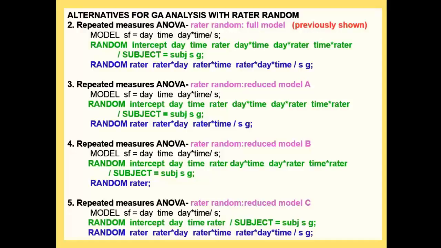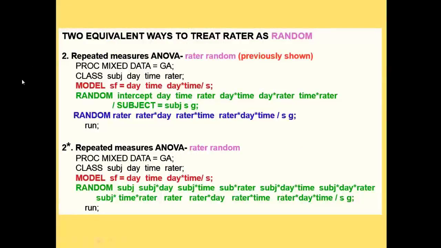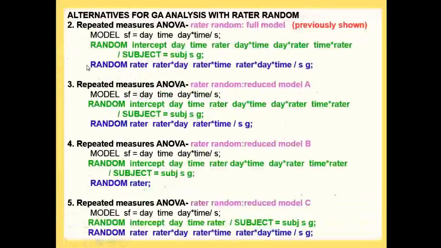Now, you notice that I'm only showing you what happens when you consider rater as random. So if you look at the very top set of statements here, this is the statement I already showed you, as number 2. This is the top here where I'm actually using 2 random statements. So this is what I would say, if I want to treat rater as random, these are the set of statements I would put into the proc mix and run the model.